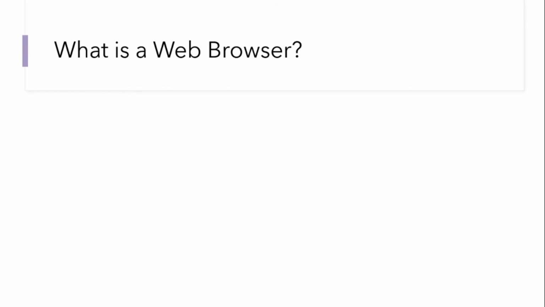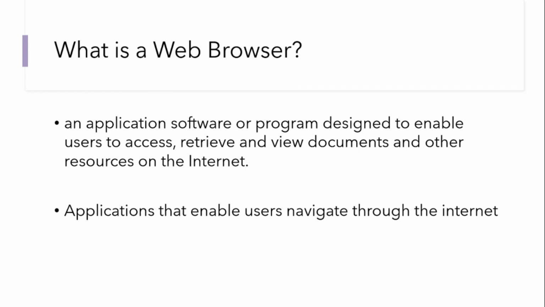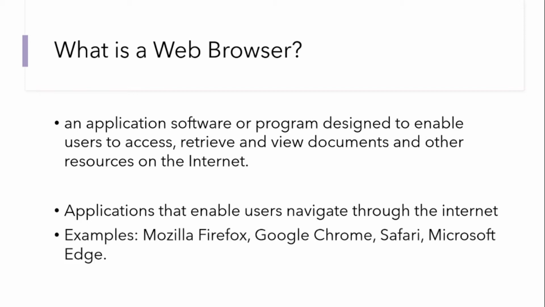So now let's begin. What is a web browser? A web browser is an application software or program designed to enable users to access, retrieve, and view documents and other resources on the internet. In simple terms, a web browser is an application that enables users to navigate through the internet. It helps us to move through various websites on the internet. Examples of web browsers include Mozilla Firefox, Google Chrome, Safari, and Microsoft Edge. There are others as well, such as Opera and the rest.